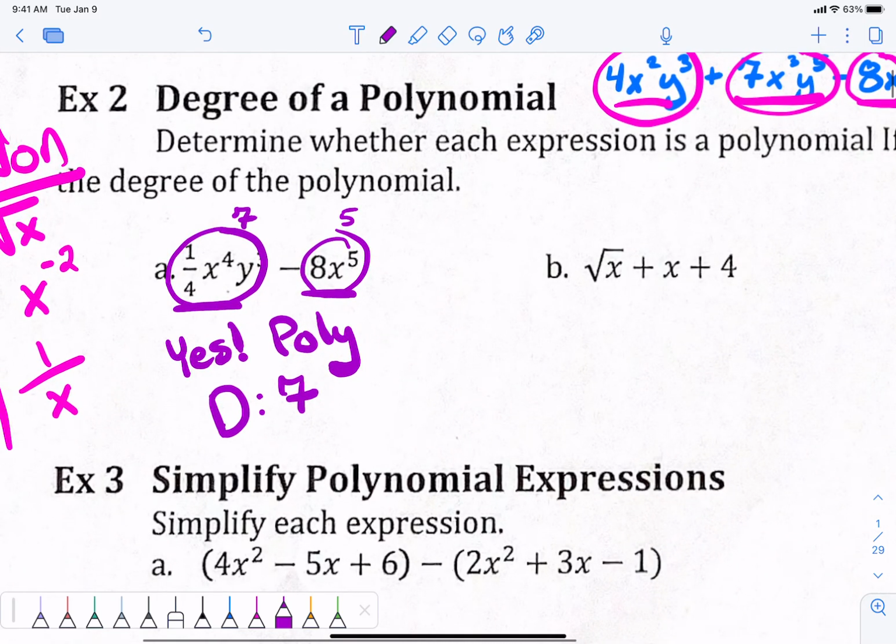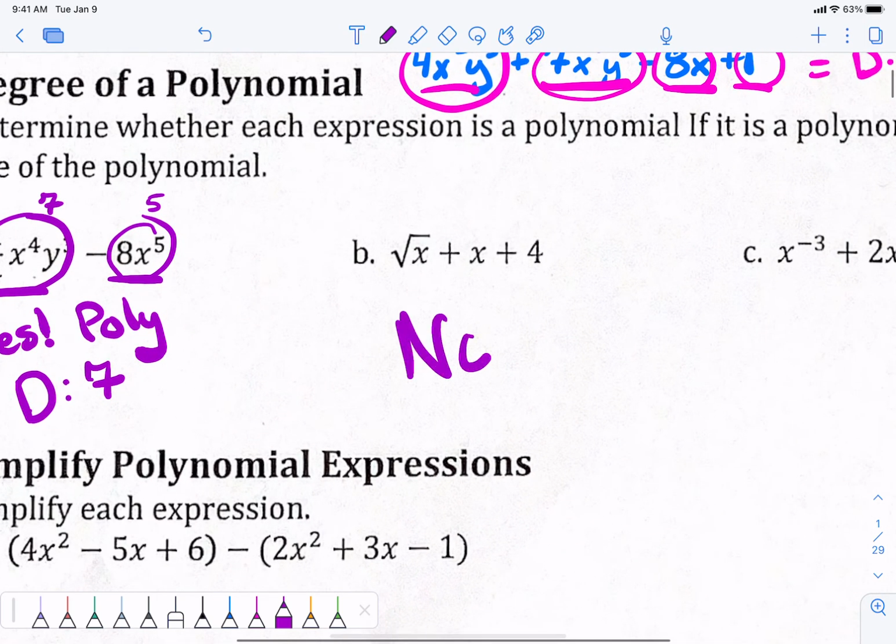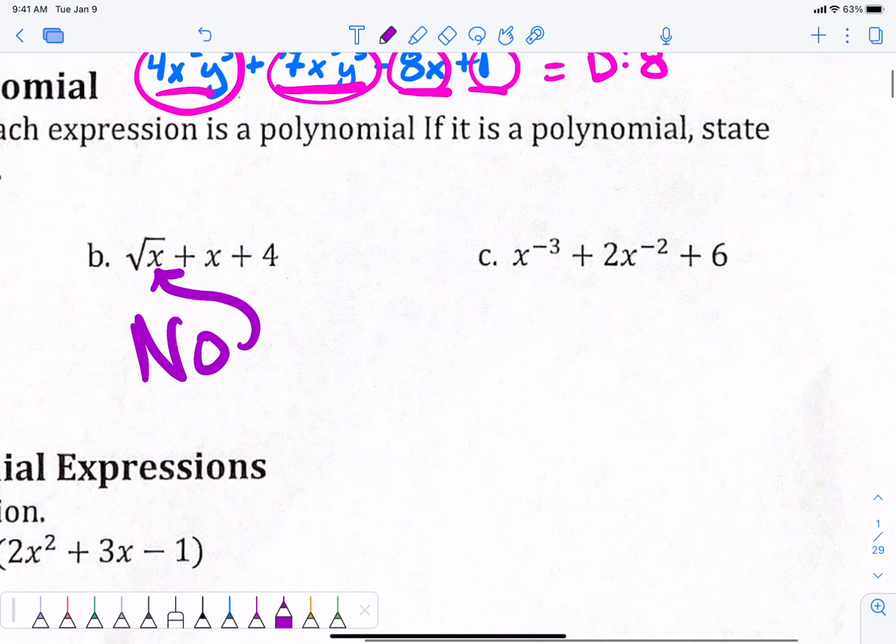Okay. B, is he a polynomial? No. Why not? The square root of x. We can't have that. What about C? Is he a polynomial? Yes.